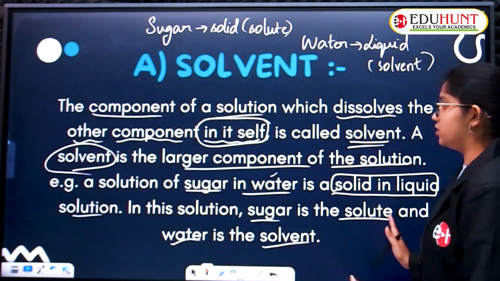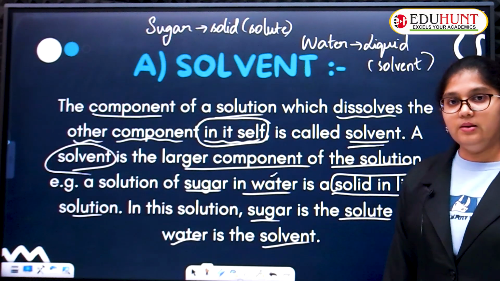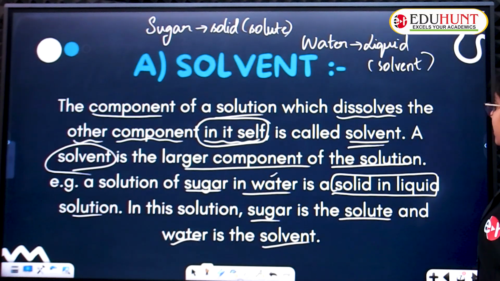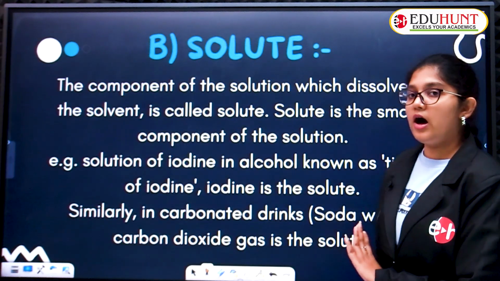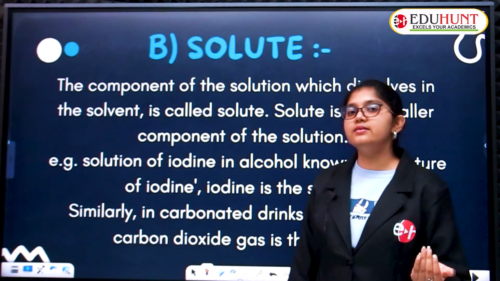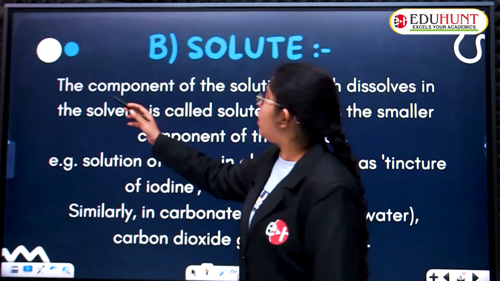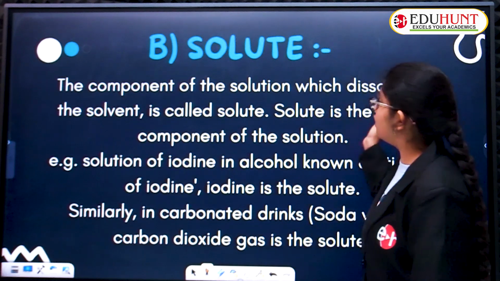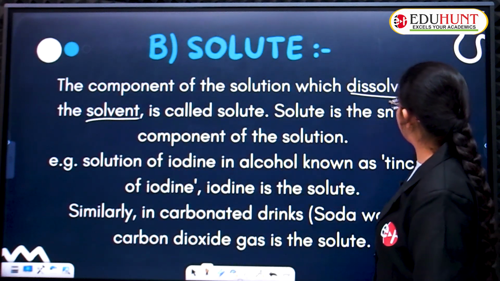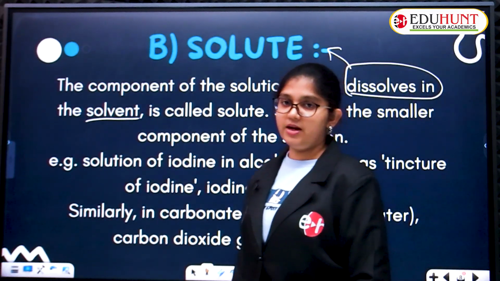This is all about the solvent, the larger component of the solution. Next one, this is all about solute. The smaller quantity which we are dissolving in the solvent is solute. The component of the solution which dissolves in the solvent is nothing but solute.